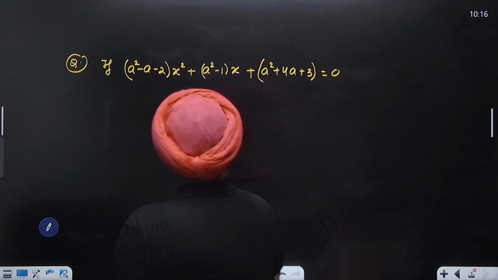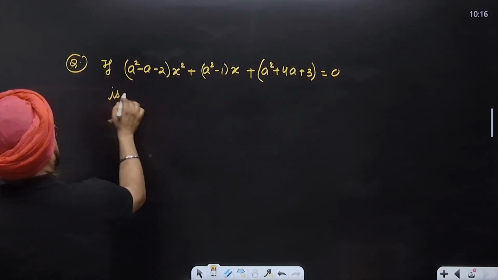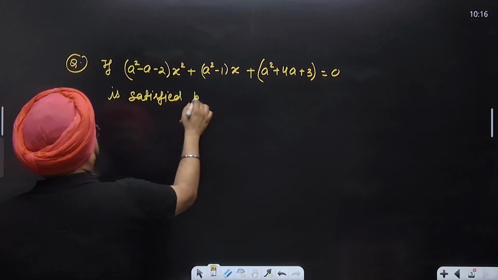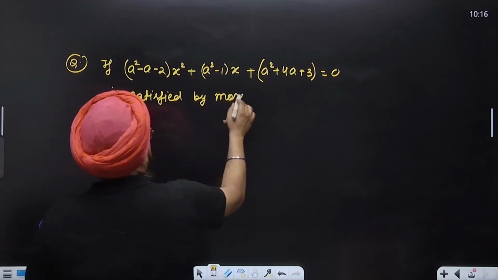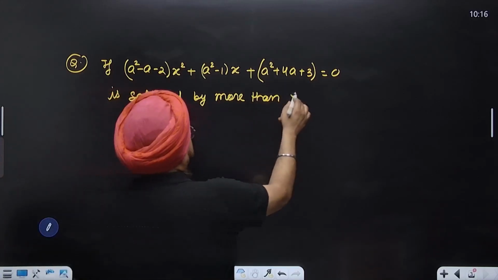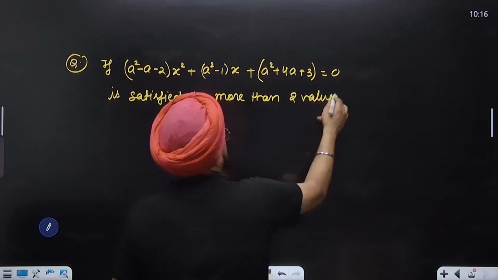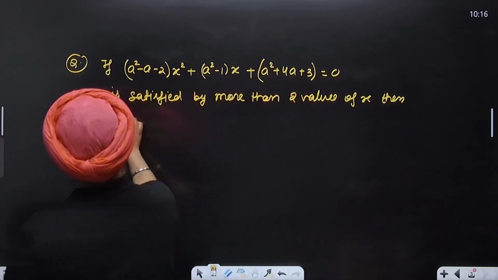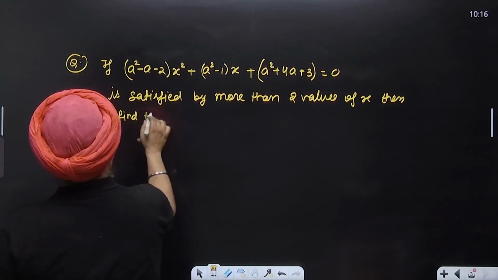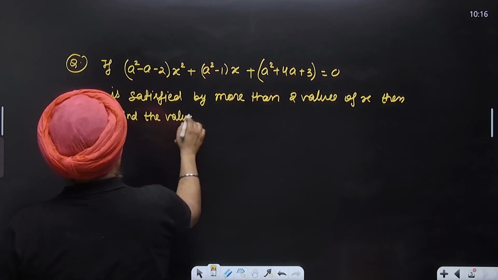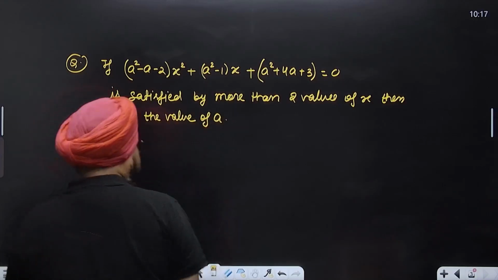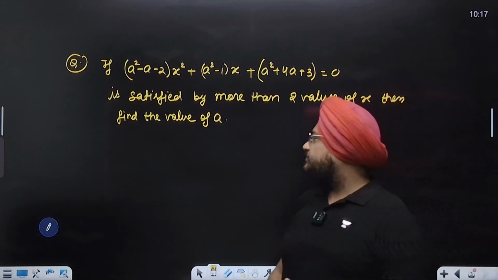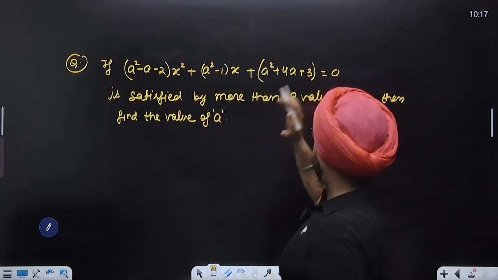Is equal to 0 is satisfied by more than 2 values of x, then find the value of a. If this equation is satisfied by more than 2 values of x.